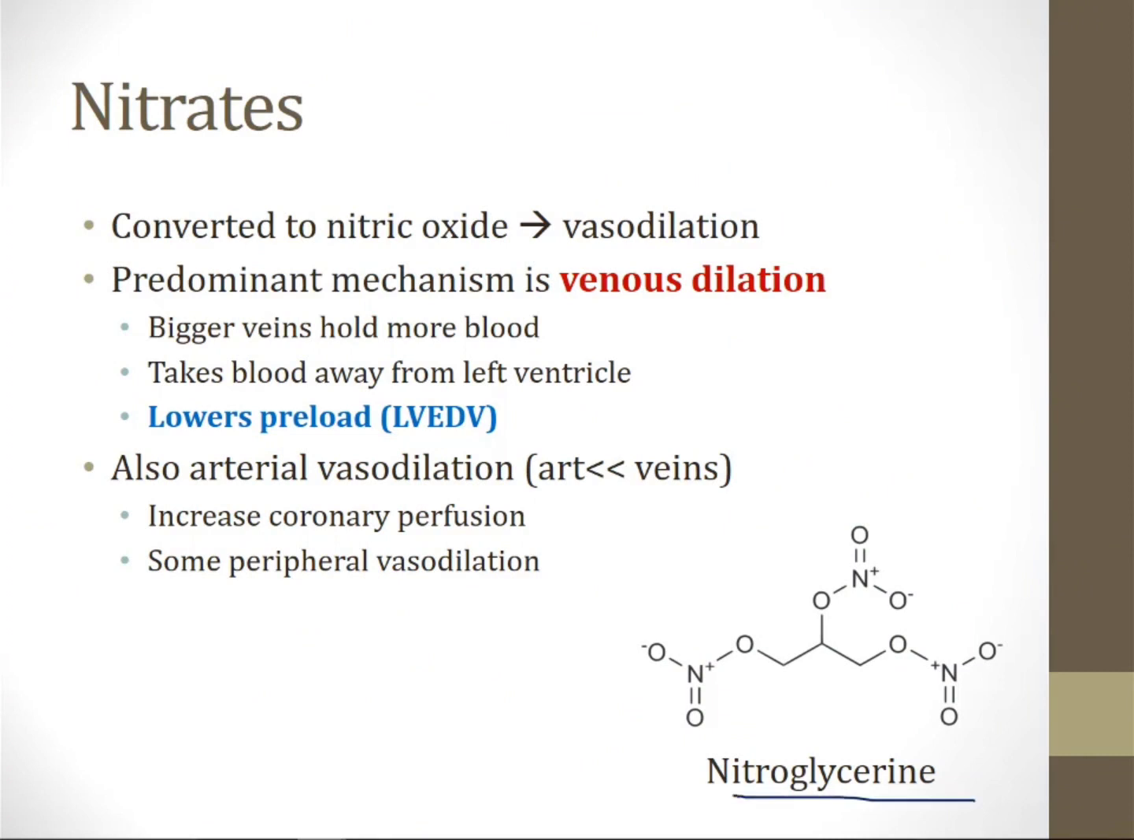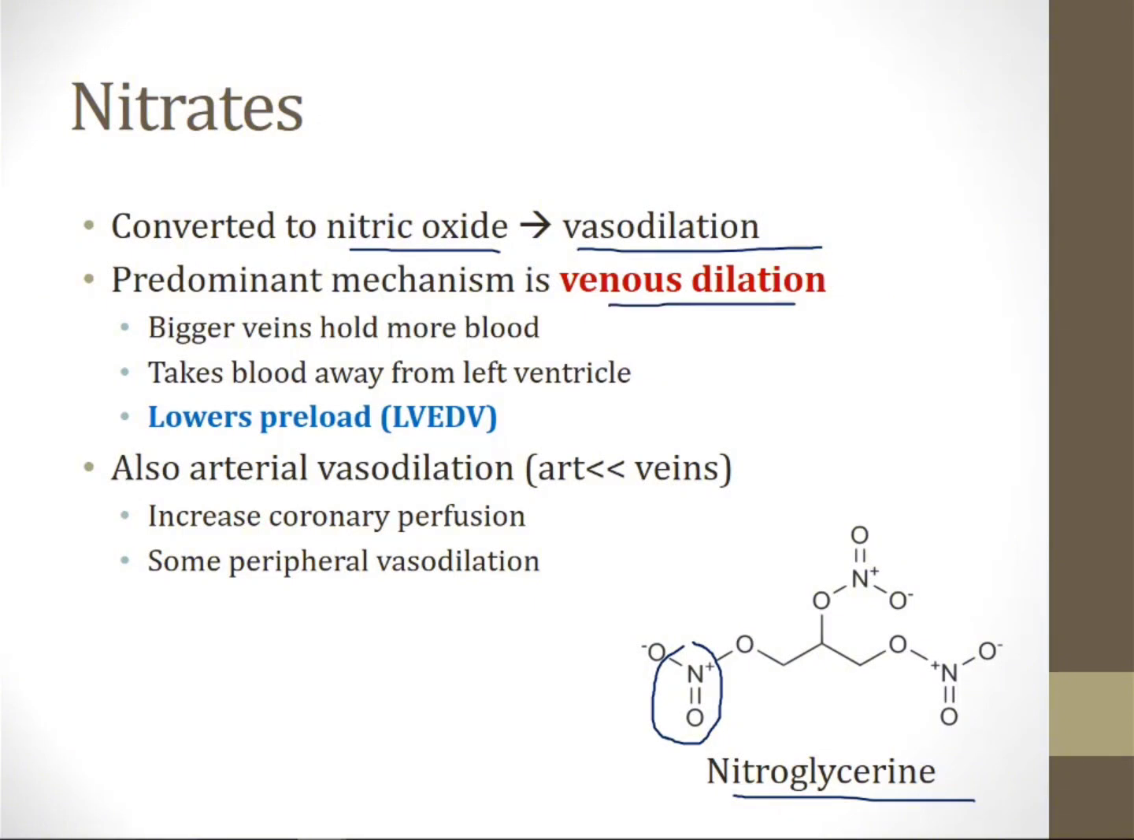Its chemical structure is shown on the slide here, and you can see that it has lots of nitric oxide elements within the molecule. So if you know that, it's easy to remember that nitrate-type drugs are all converted to nitric oxide, which then exerts vasodilation on the blood vessels in the body. The predominant mechanism of benefit of nitrates in stable angina is venous dilation.